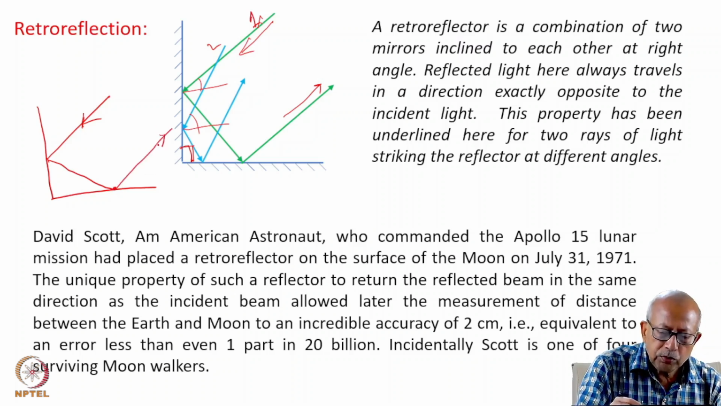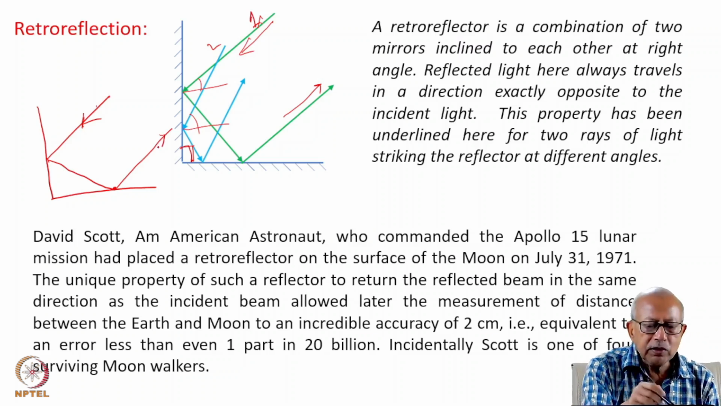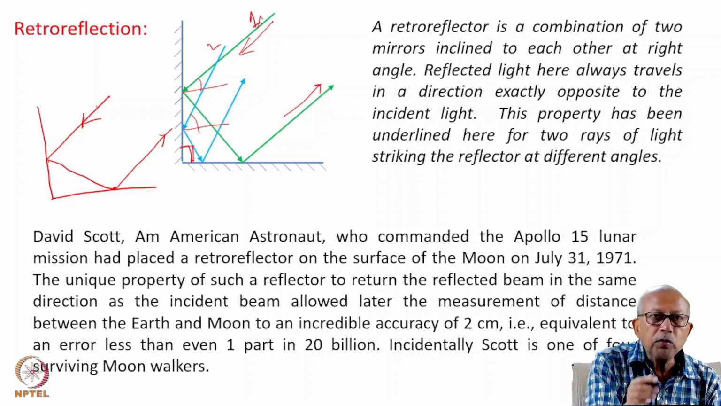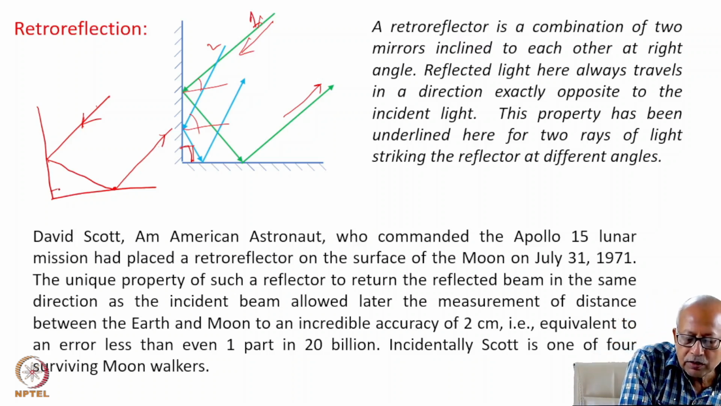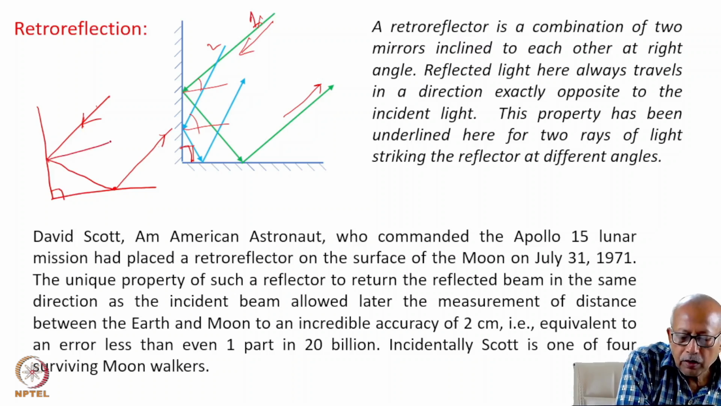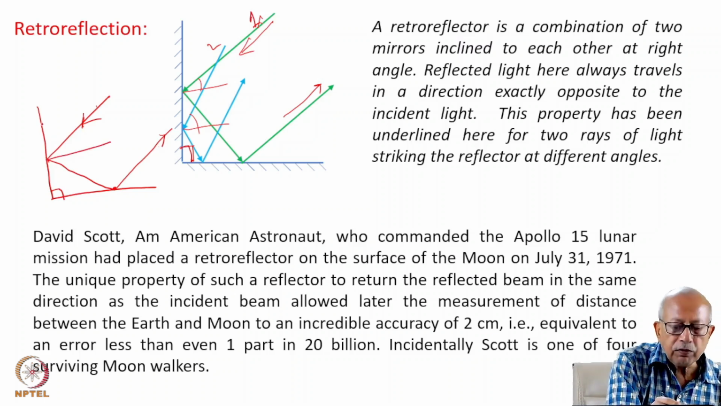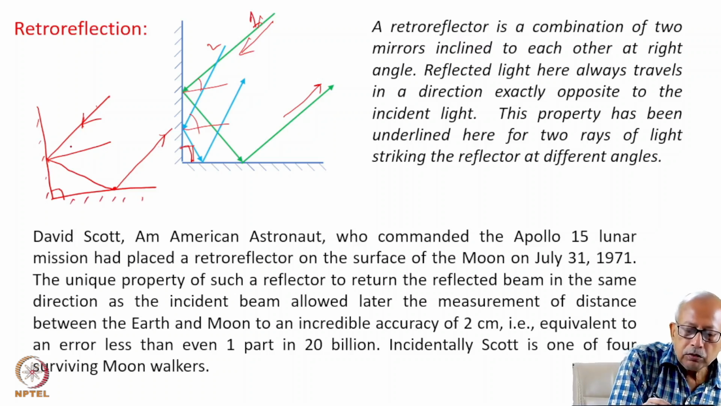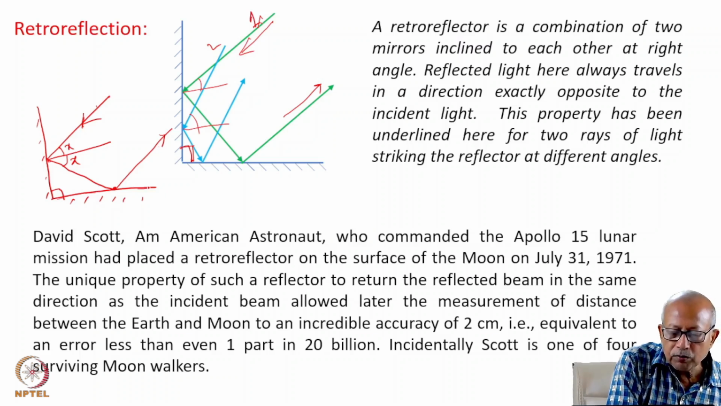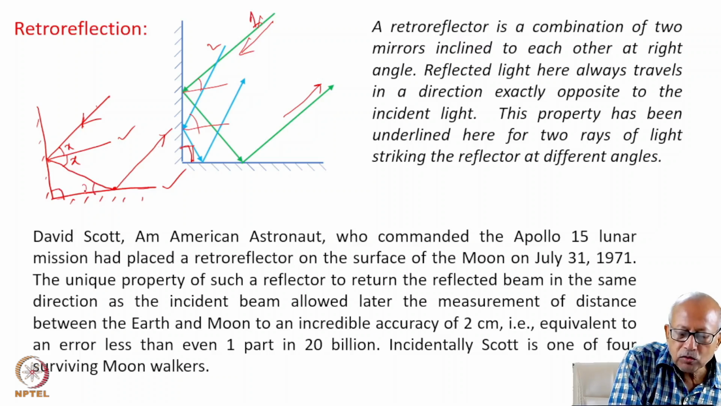Basically, we'll have to prove that this and this are parallel. The incident ray and the reflected ray are parallel. Then only the reflected ray will travel in a direction opposite to the incident ray. Now this is 90 degrees. And this is the normal to the reflecting surface. So the angle of incidence, let us call it x, will be equal to the angle of reflection. Now because this is perpendicular to this and this is also perpendicular, these two rays are parallel. Therefore, this angle is also x.